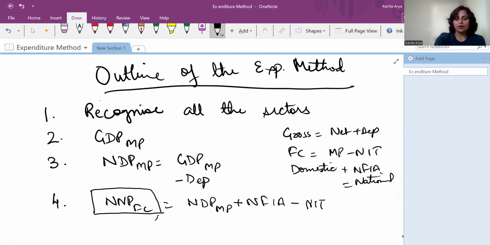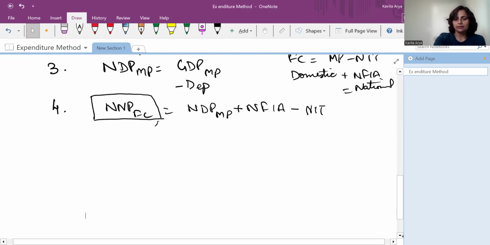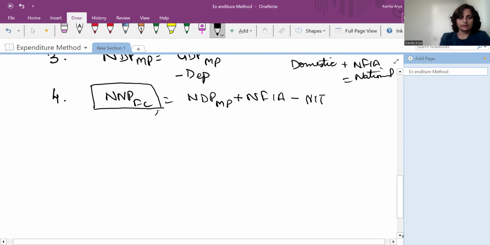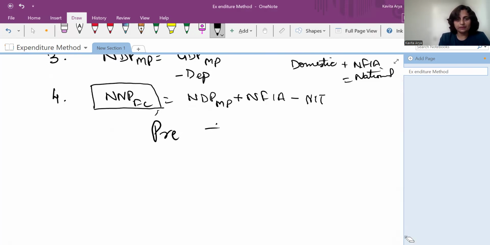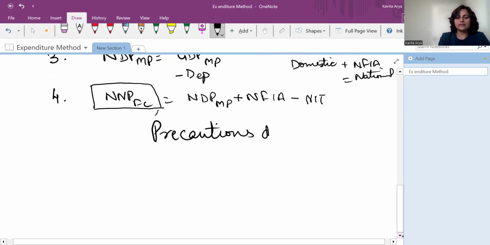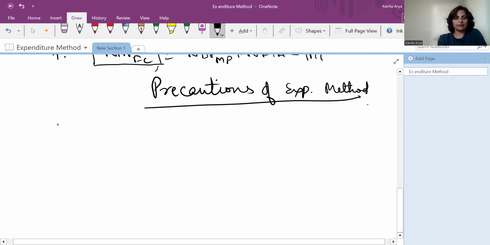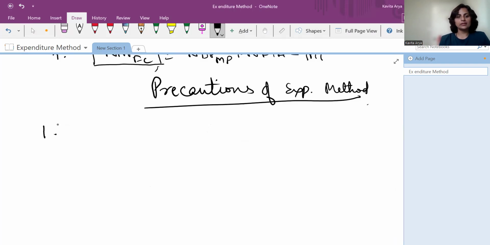Let's now discuss some of the precautions which are required to be taken while dealing with this method. So the precautions of expenditure method. The first point is the expenditure done on intermediate goods would not be included. So it's only the final goods and the expenditure done on them is included, not the intermediate.